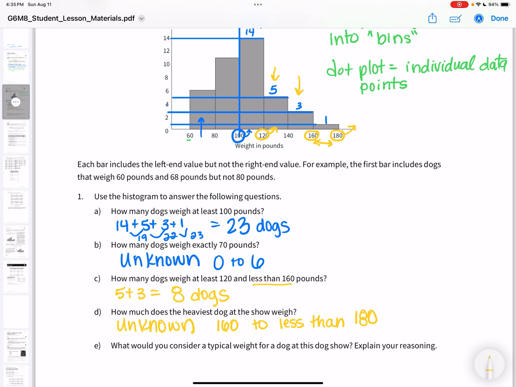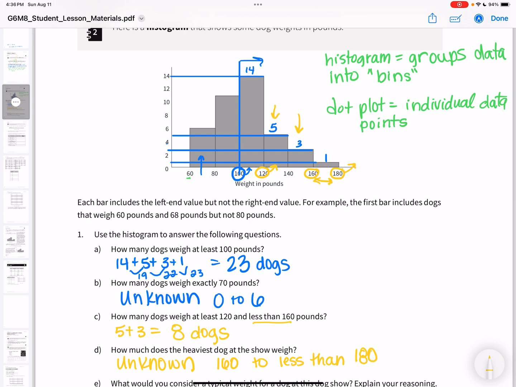What would you consider a typical weight for a dog at this dog show? So again, we're looking at our histogram. Let me erase this here so we can see those numbers better. The majority of the dogs, this one is 11, and this one is 6. So that's 17. So we have 17 on this side, and we have 9 on this side.